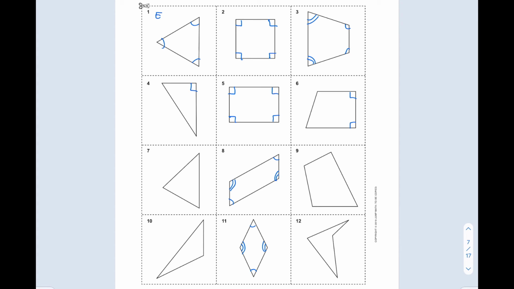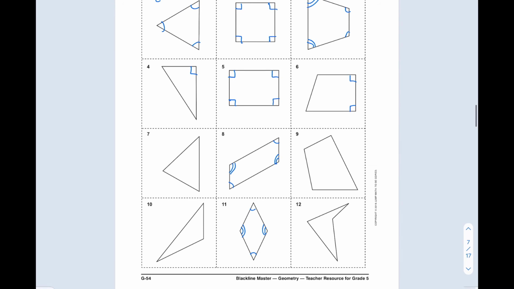Here in our trapezoid, these 2 angles are equal. These 2 angles are equal. Here we have a right angle triangle because it has 1 right angle. Here we have a couple of square angles in this trapezoid. This parallelogram has opposite angles equal. Those 2 and then these 2. And here in our rhombus, we have opposite angles equal as well.